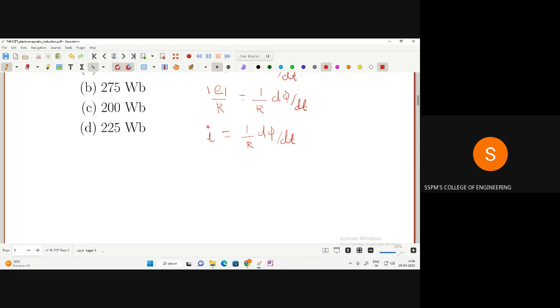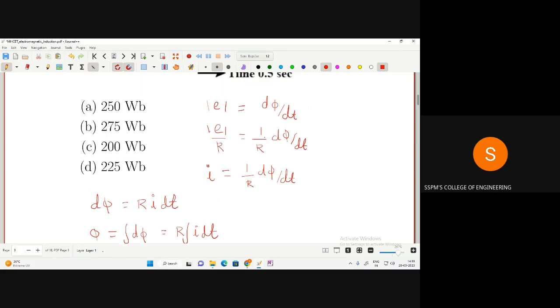Then find the total change of flux. The total change of flux can be calculated by integrating d phi, or integrating I dt with respect to t. This equation you have to follow, where phi is the change of flux. The change of flux is R into the integration of I dt.